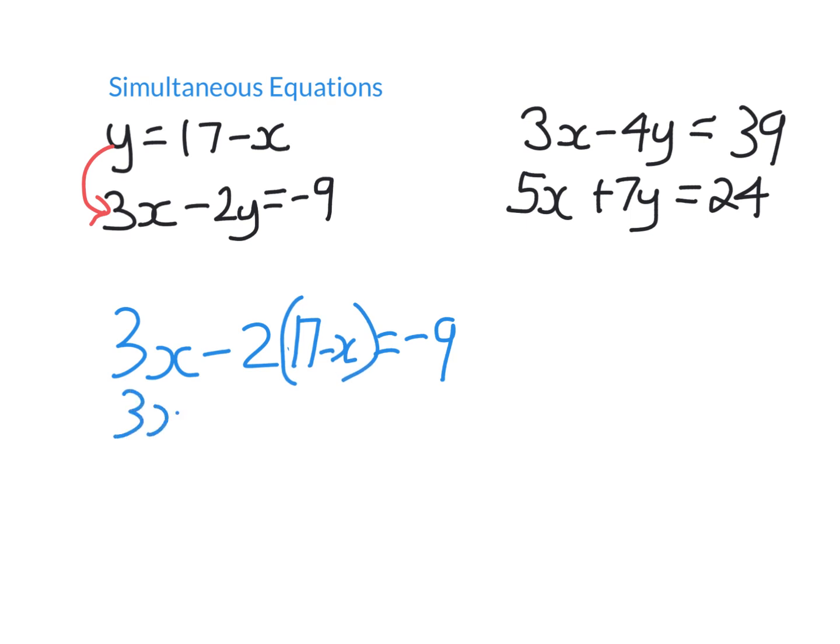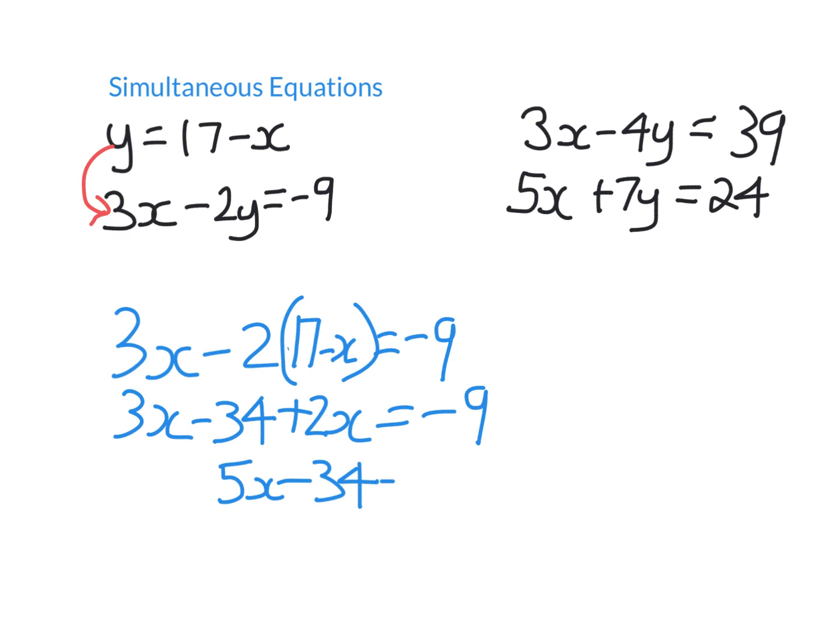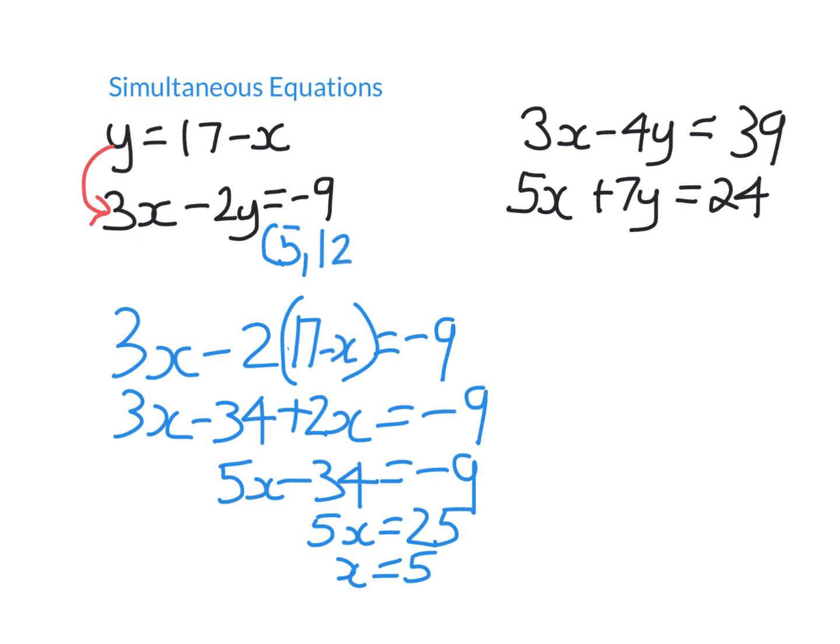Expanding the brackets, negative 2 times 17, and negative 2 times negative x is positive 2x. I get the x's in one spot, 3x plus 2x. Now what I need to do is add 34 to both sides. I get 5x equals 25, x equals 5. So if x equals 5, y is just 17 minus 5, which is 12. We write the solution like this: x first, y second. So x equals 5, y equals 12 is a solution to both these equations at the same time.